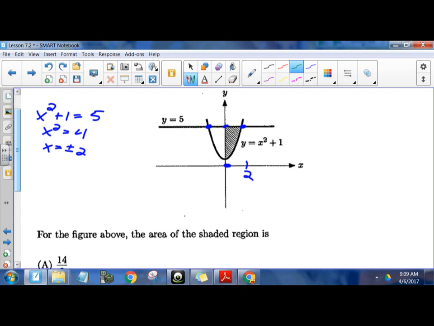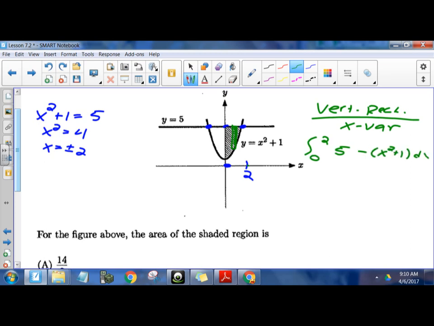So if we were to use a vertical rectangle, we're going to make sure that x is our variable. So let's draw one in here. Vertical rectangle. Nice. Top, 5. Bottom, x squared plus 1. Integration bounds, 0 to 2. So it becomes the integral from 0 to 2 of top 5 minus bottom (x squared plus 1) dx.